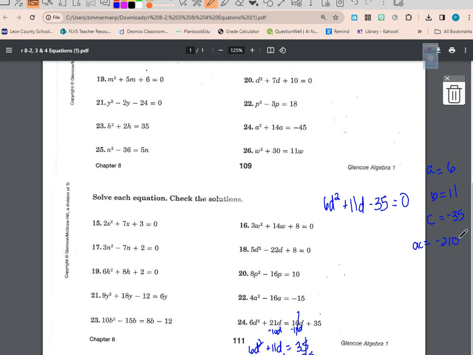I have no idea which factors that's going to be. So now remember, we give ourselves an x. We need a product of negative 210. That means you multiply them together to get a negative 210. And when we add them, they're going to be a positive 11. Oh, I don't think I've got that.